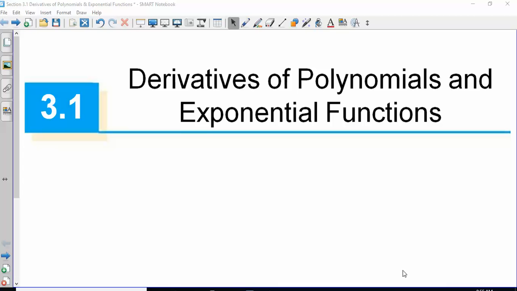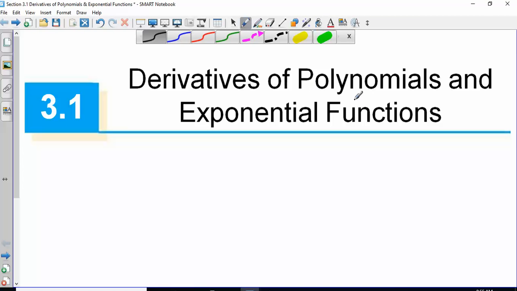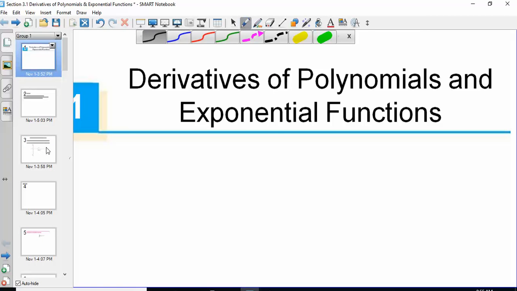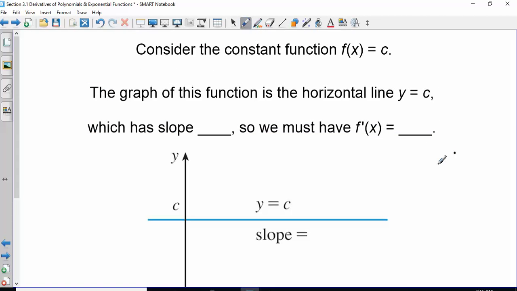That's what we just got done doing. So now we are going to try to extend this. In the next couple days, for the rest of the week, we're talking specifically about polynomials and exponentials when we look at our derivatives. So first off, let's consider when your function is a constant.